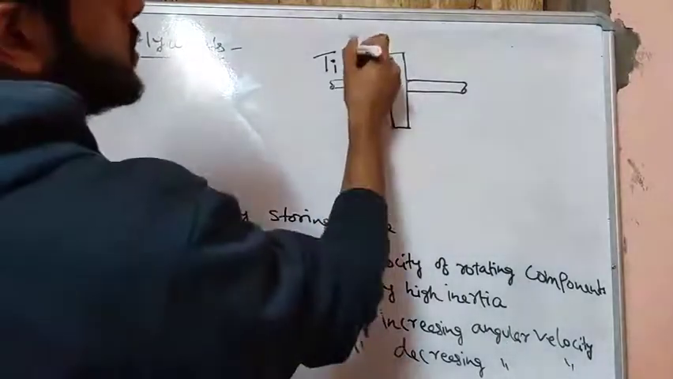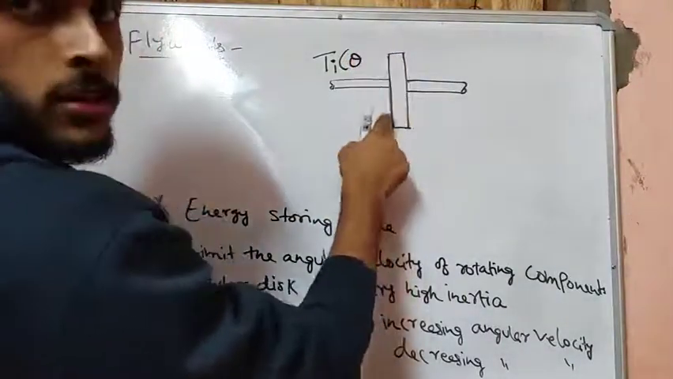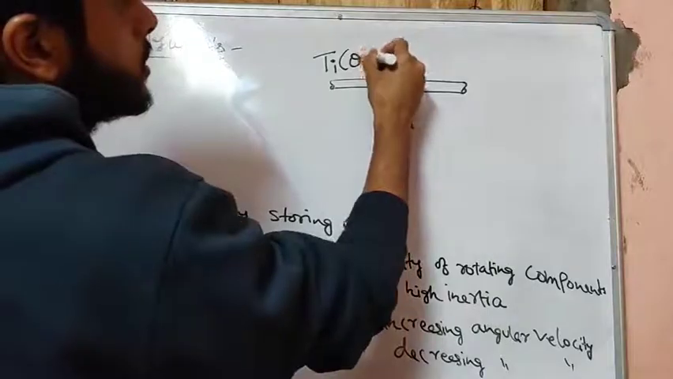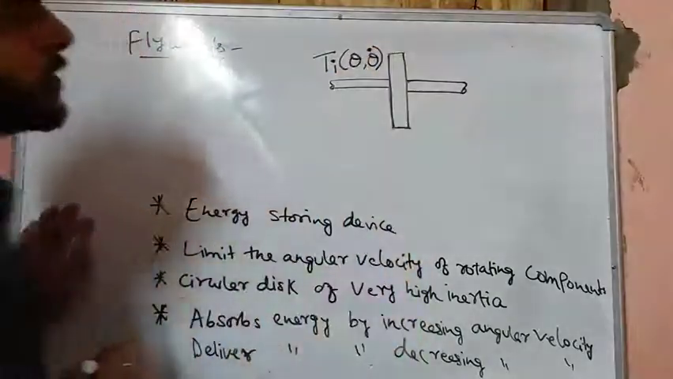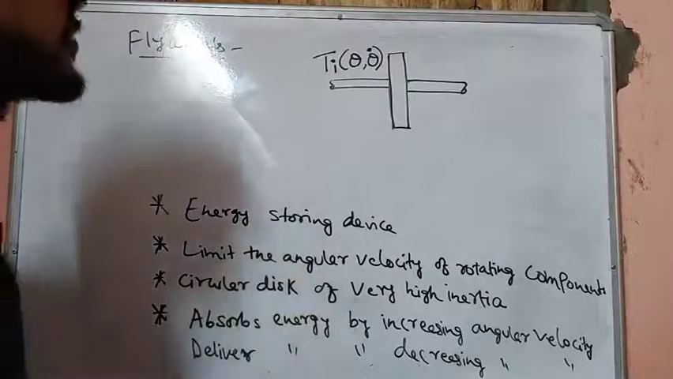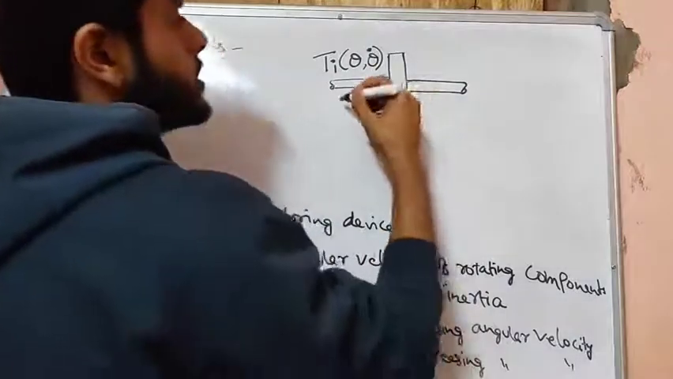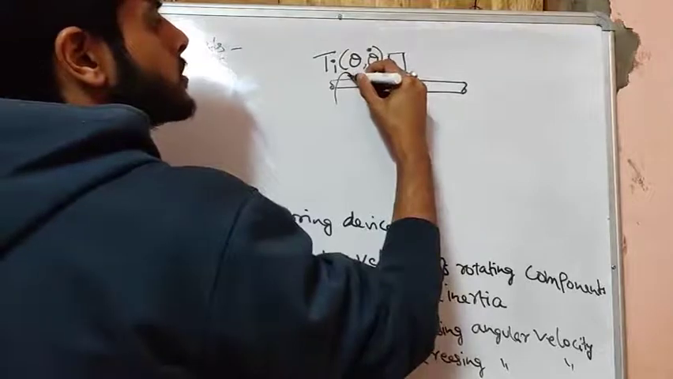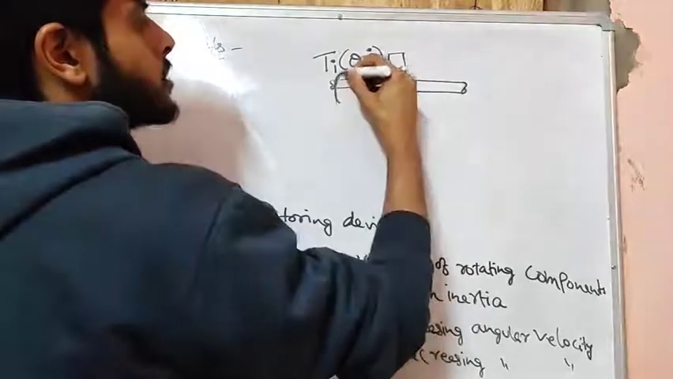So the input torque can be a function of the angular position of this flywheel and the angular velocity of the flywheel also. The input torque can be a function of both theta and theta dot. Okay, and here let's say the input torque is something like this.